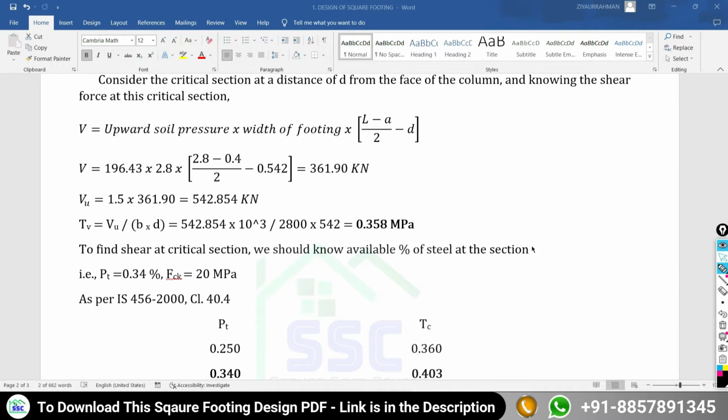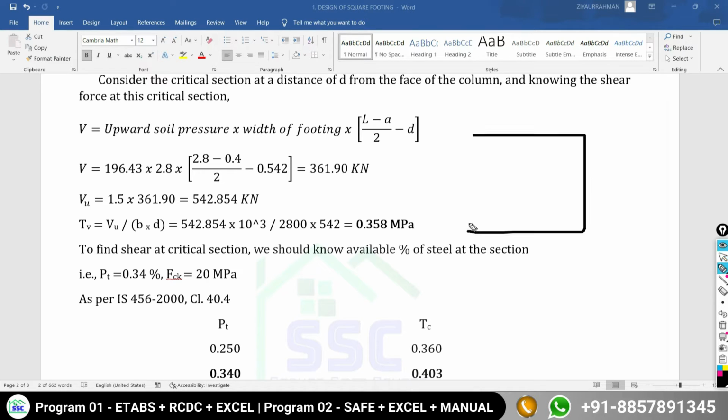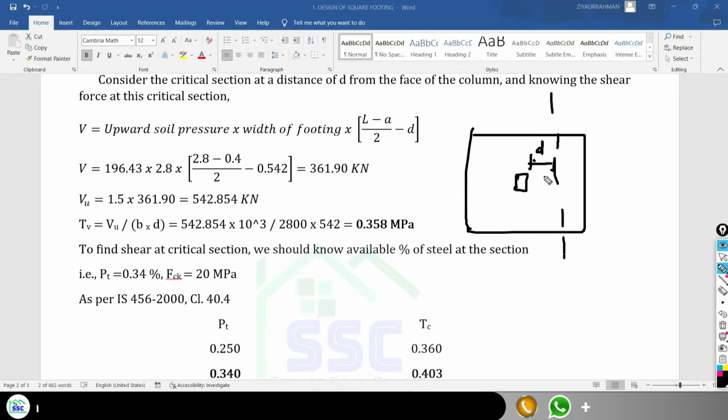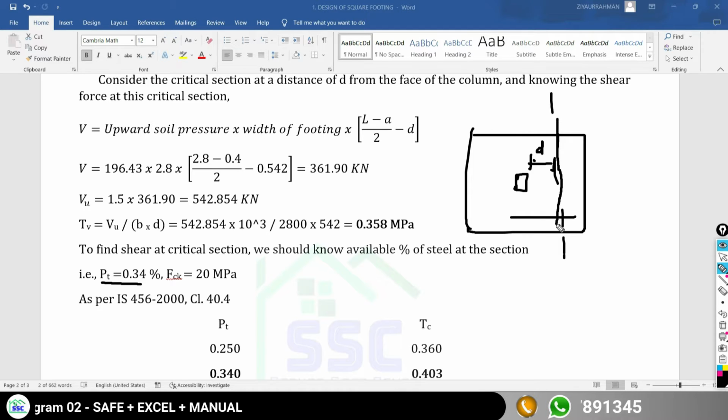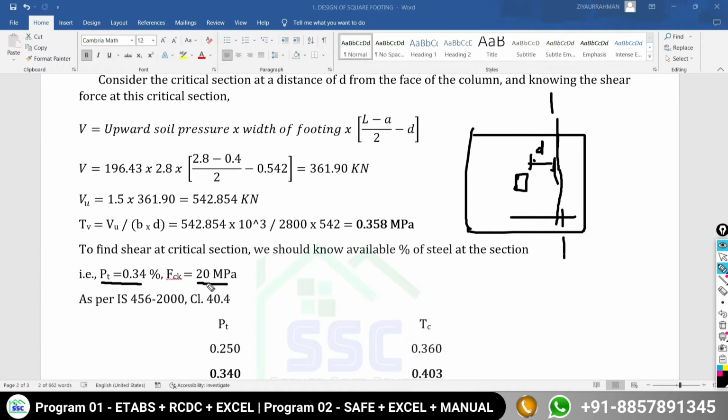So for finding out the critical shear, we need to know the percentage of reinforcement and the grade of concrete at that section. How much percentage of reinforcement is available at that section that we have considered at a distance of d from the face of the column? So how much percentage is available here? The percentage available is 0.34%. 0.34% is available at this proposed section, and the grade of concrete is M20.